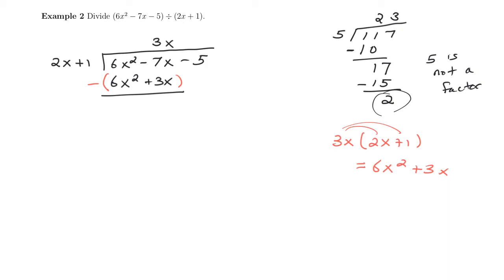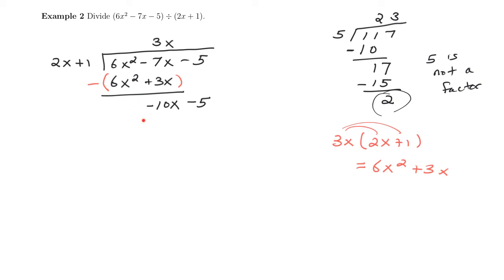So we have 6x squared minus 6x squared is 0. I'm not even going to write it. Then I look at my negative 7x, and I subtract 3x, and that gives me negative 10x. And I bring down the 5. And we're almost done. All we have to do is multiply 2x plus 1 by something to get a negative 10x.